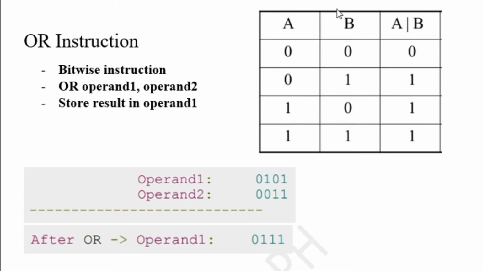So for example here, let's say we have operand A and operand B. 0 OR 0 is 0. 0 OR 1 is 1. 1 OR 0 is 1. 1 OR 1 is 1.